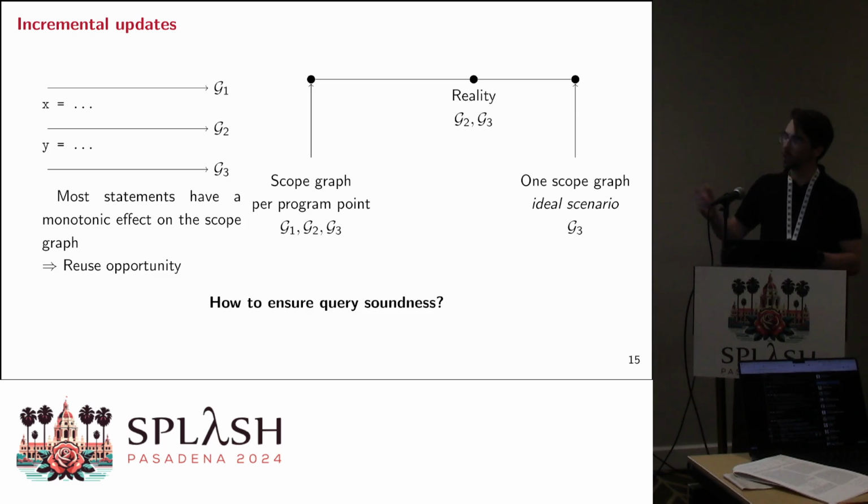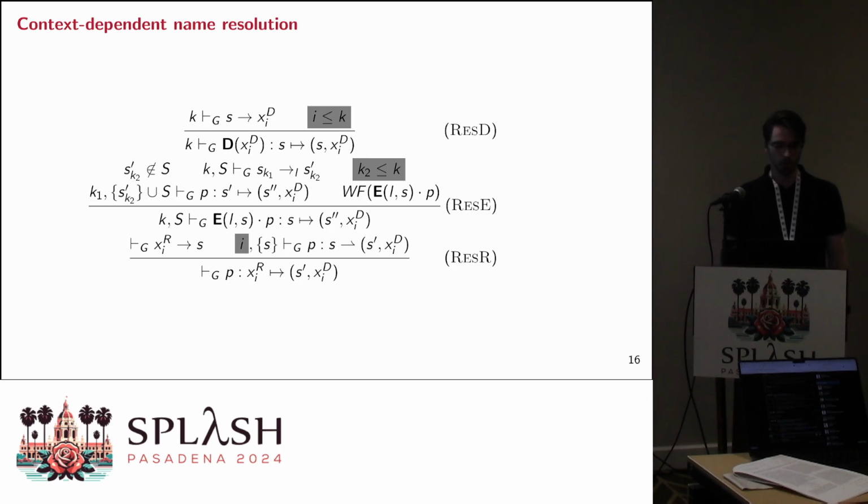The only problem we then get is that our queries are not sound anymore. Because let's take the ideal scenario where we have just one scope graph. For scope graph G3, x and y are in scope. But if we use this scope graph at the point of G1, where x and y are not in scope, we would get the wrong results for our queries. So to solve that, we introduce context-dependent name resolution, which essentially means that we keep track of the context from where the query is performed. So essentially the current cursor location.